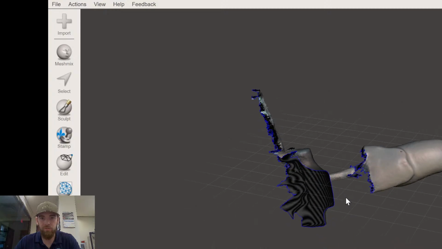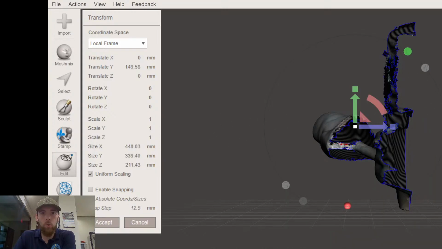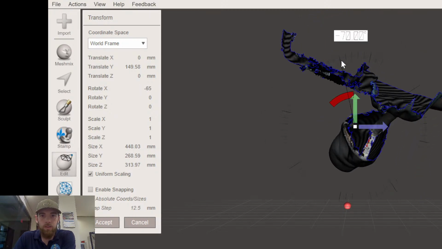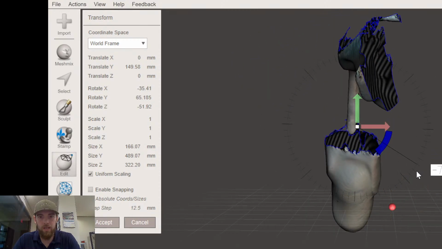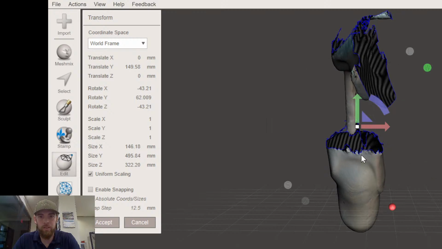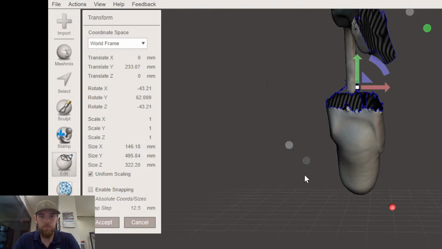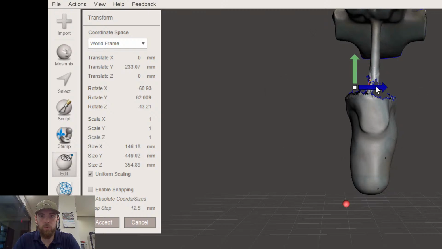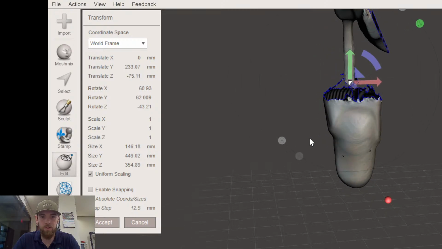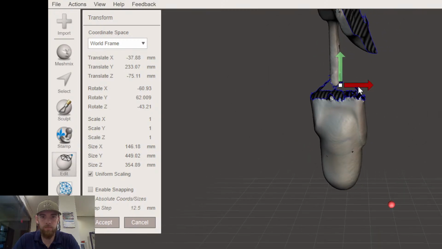Okay, so first off, use a local setting or a world setting. The world setting is just always going to be more so right in front of you, always a 90 degree viewpoint of the model. All right, so we can orient the scan. We'll center that on our grid.